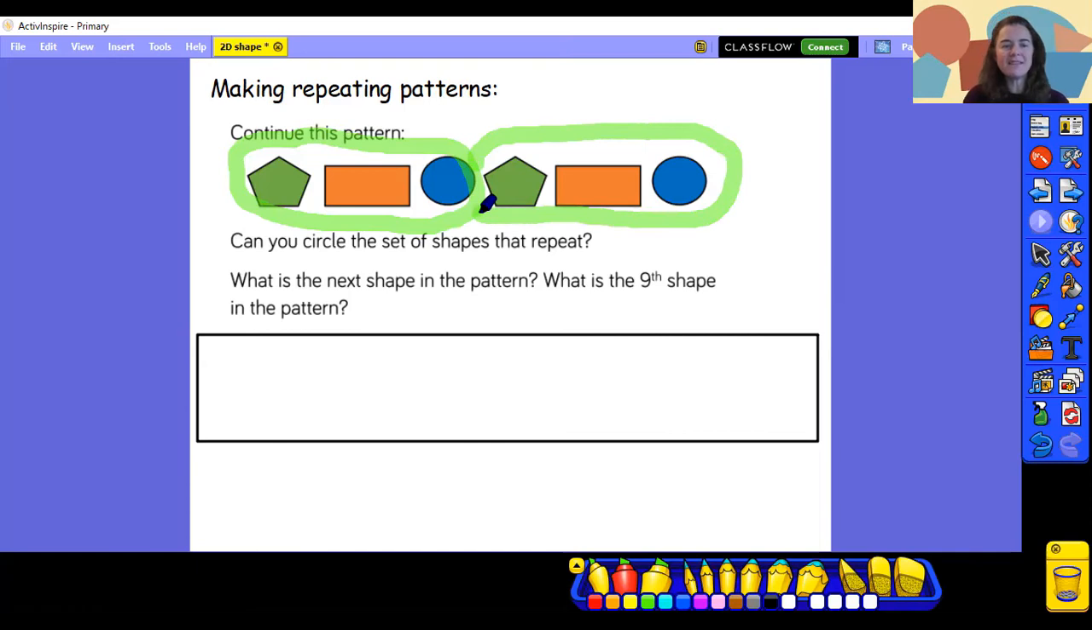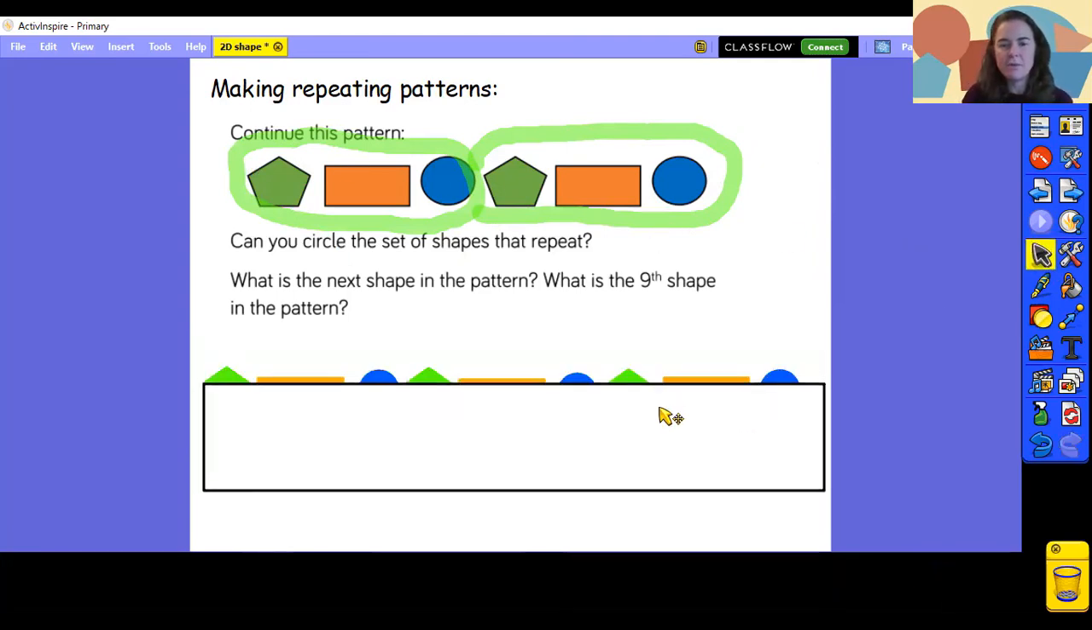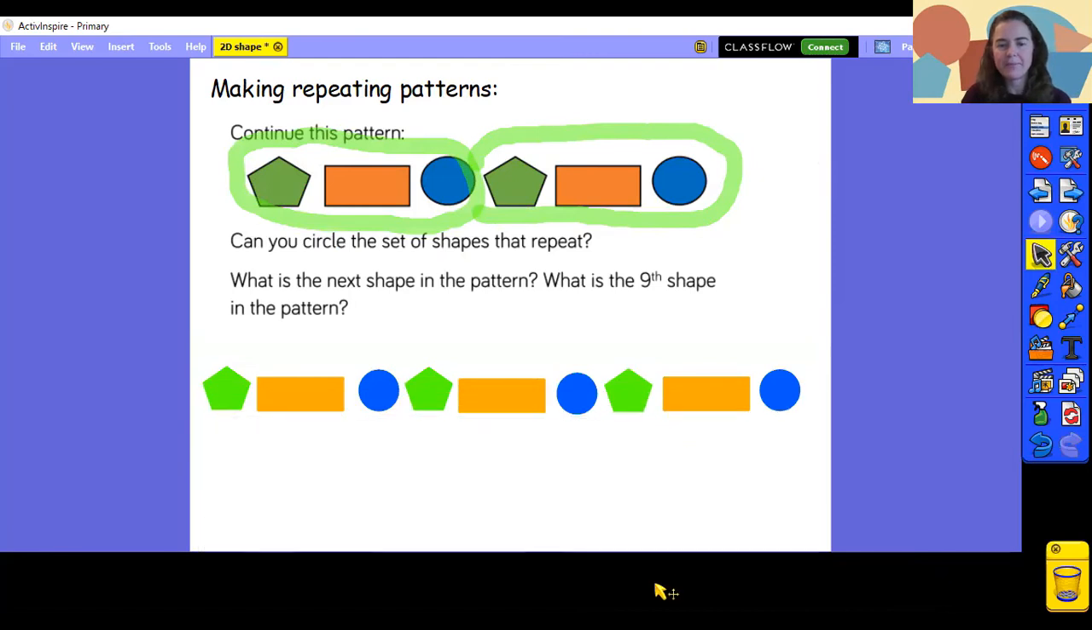So what is the next shape in the pattern then? If I'm going to carry on my pattern, what would come here? Call out to the screen. Well done if you said it would be the green pentagon. You're absolutely right. So now the last part was to find out what the 9th shape in the pattern is going to be. So I'm just going to move this out the way. And we're going to have a look at finding the 9th shape.